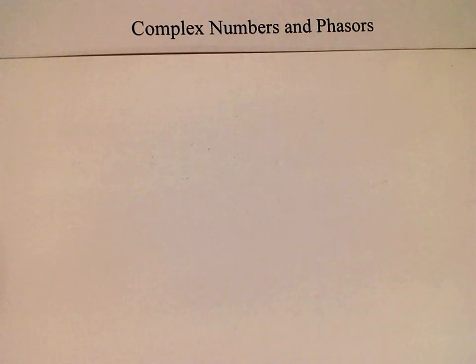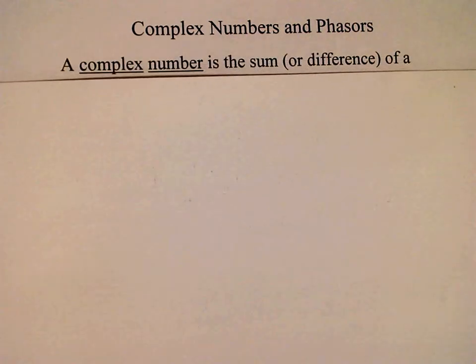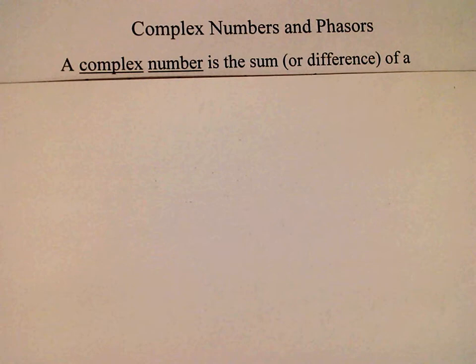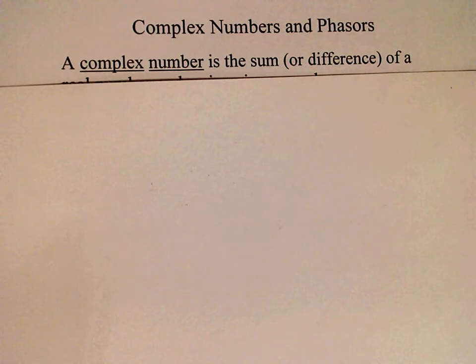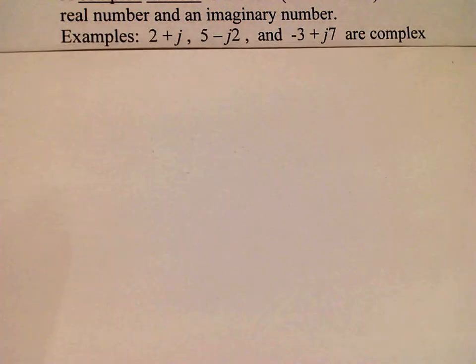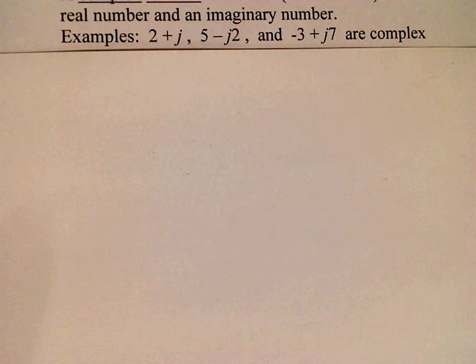In the previous video, we learned about imaginary numbers, and now we want to generalize the concept of the number to the complex numbers. A complex number is nothing more than the sum of a real number and an imaginary number. So for example, 2 plus j, 5 minus j2, and negative 3 plus j7 are complex numbers.